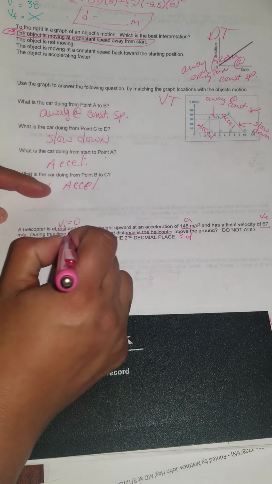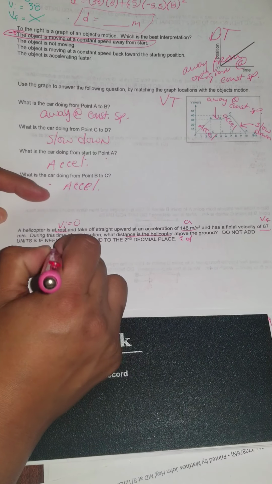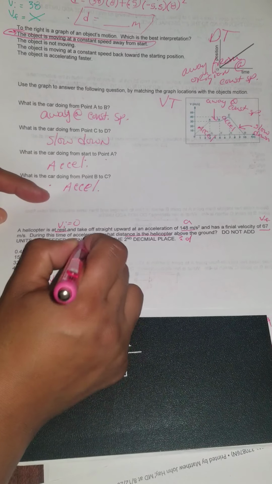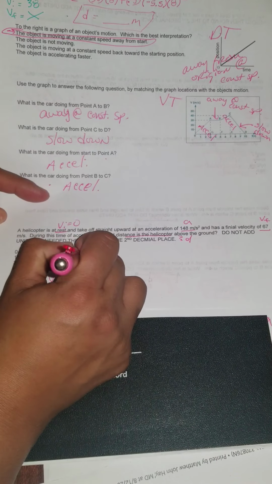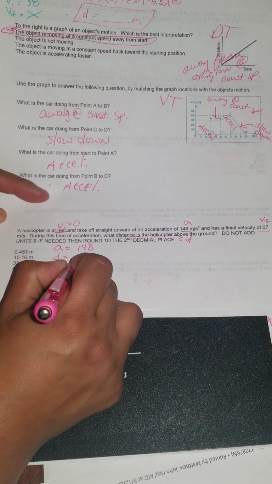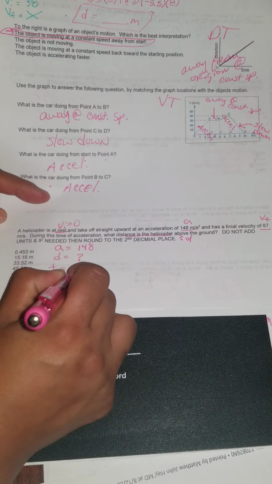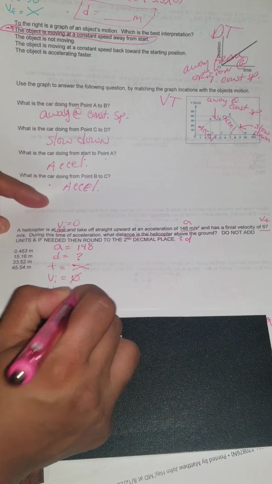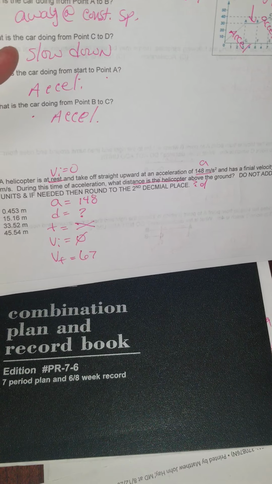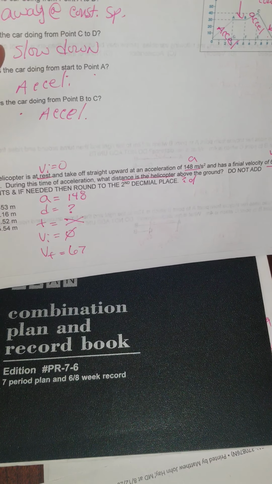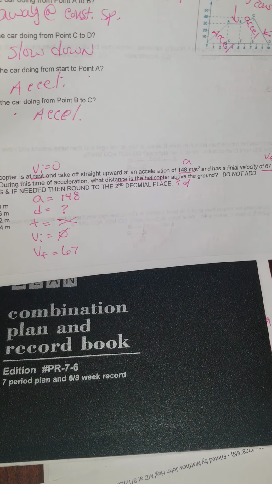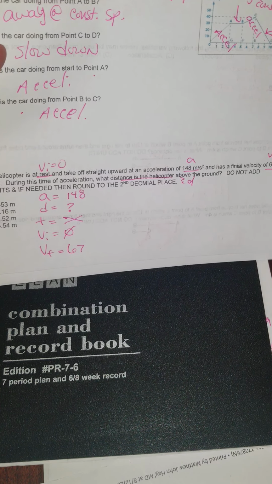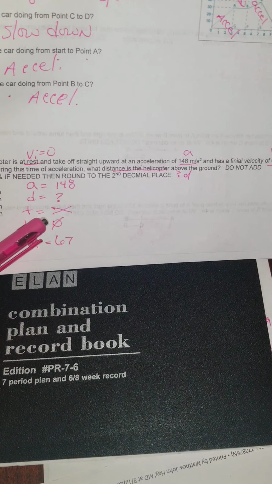First step: A, D, T, VI, VF. A is 148. D is the question. T, X. VI, 0. VF, 67. I'm going to go ahead and label all my variables. Using that flow chart, was D ever used or discussed in the equation? Yes. Was T ever used or discussed? No. Look, it wasn't even given.